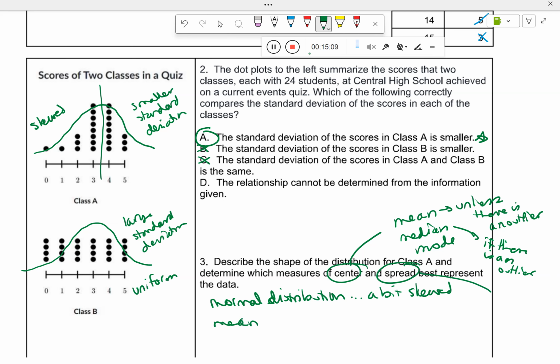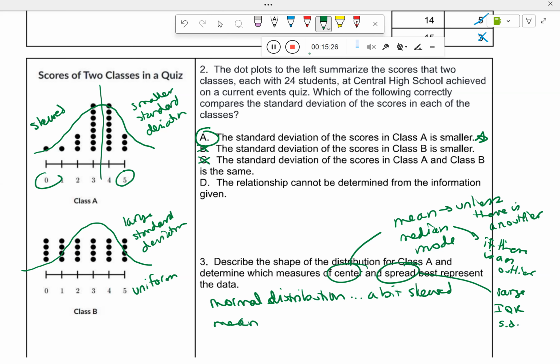Now, when it comes to measures of spread, we have things like the range or the interquartile range or the standard deviation. Now, when we're trying to compare these two classes, the range is not very helpful because the range for both of these classes is the same.